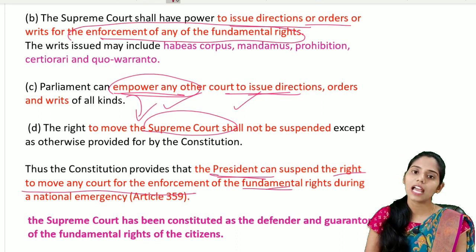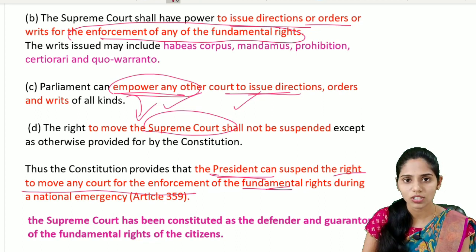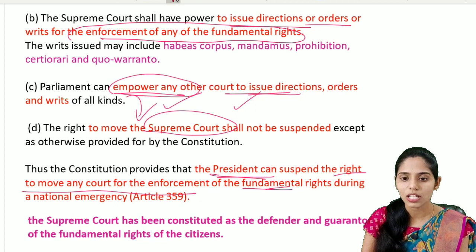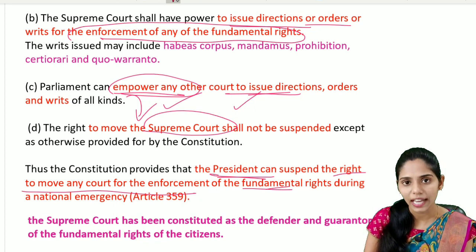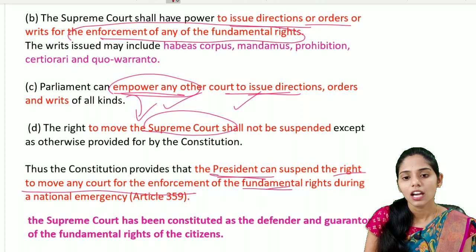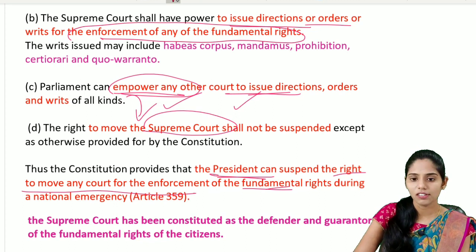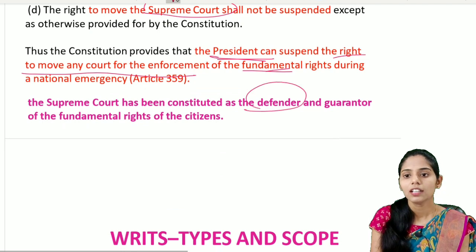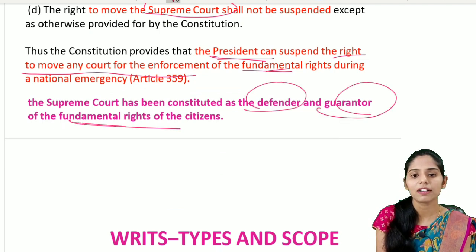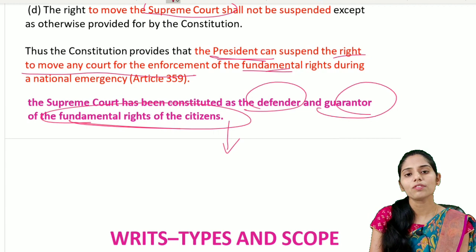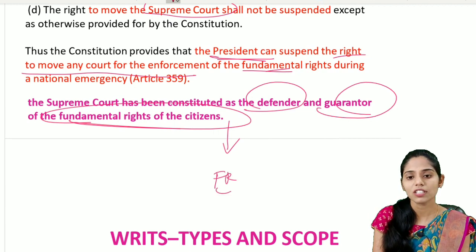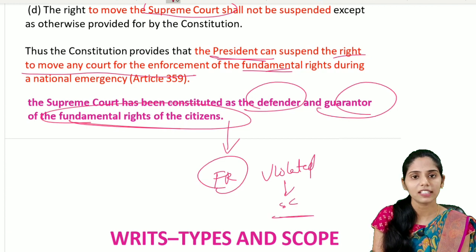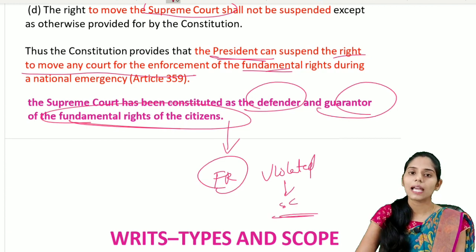So whenever a national emergency happens, the fundamental rights are suspended, and no one can move any court for the enforcement of these fundamental rights. Here the Supreme Court has been constituted as a defender and the guarantor of the fundamental rights of the citizen. Because of this, whenever the fundamental rights of individuals are violated, they can go to the Supreme Court directly. Okay, so let us see the types of writs here.